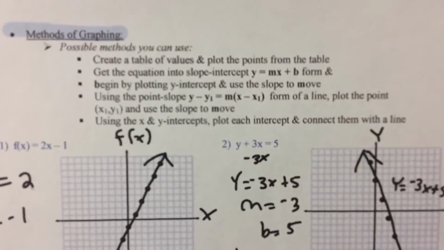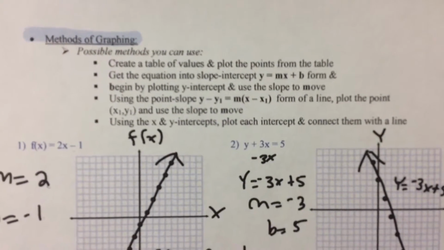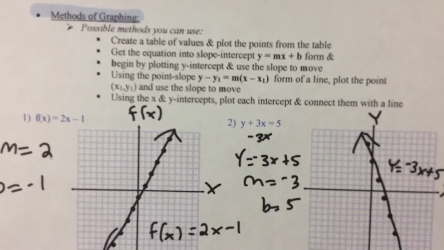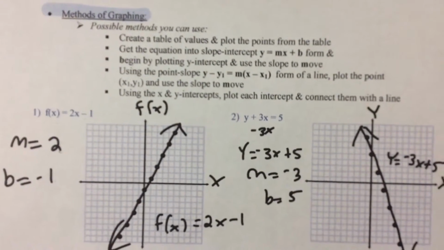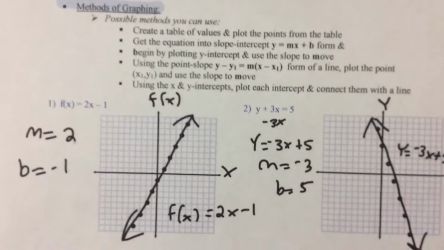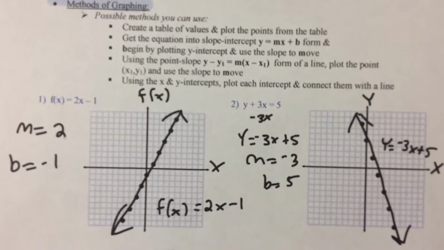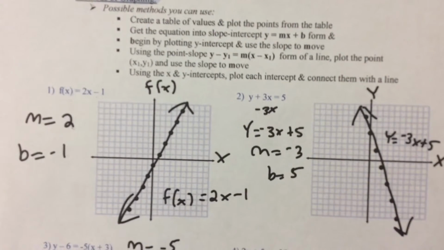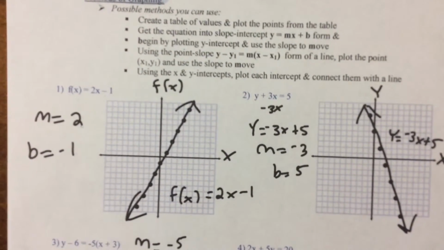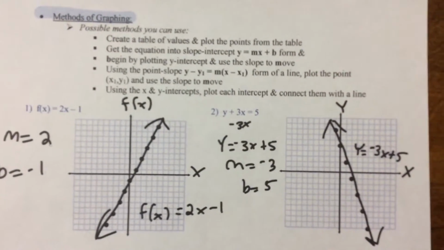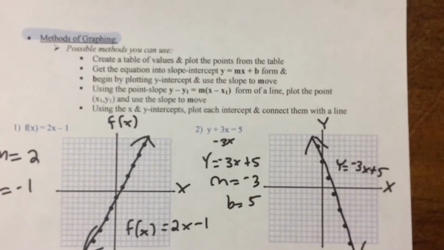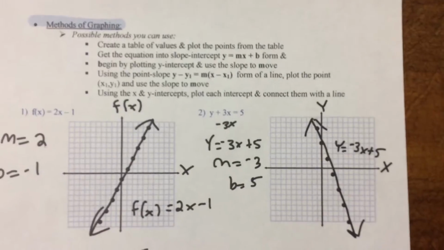Possible methods that you can use are: create a table of values and plot the points from the table, or get the equation into slope-intercept form, y equals mx plus b, and begin by plotting the y-intercept and use the slope to move. Using the point-slope form, y minus y1 equals m open parenthesis x minus x1 close parenthesis, plot the point x1, y1 and use the slope to move. Using the x and y intercepts, plot each intercept and connect them with a line.